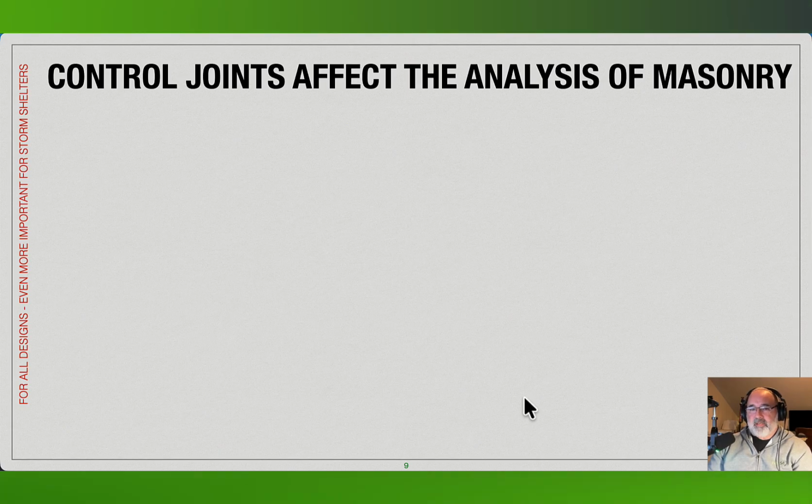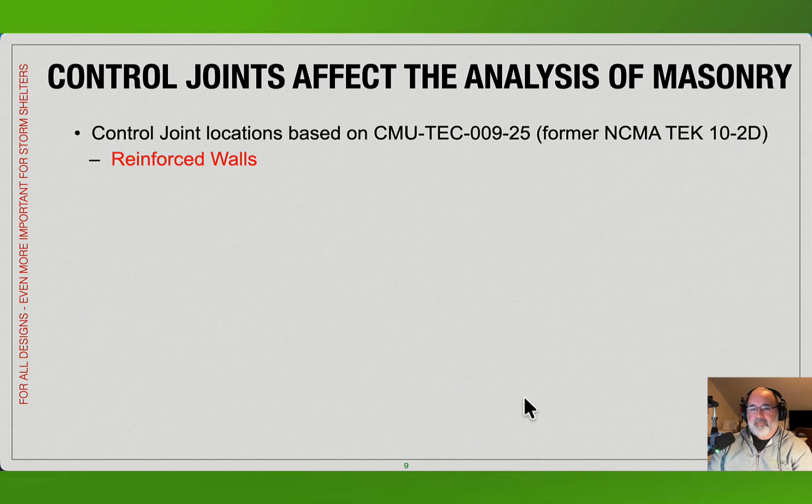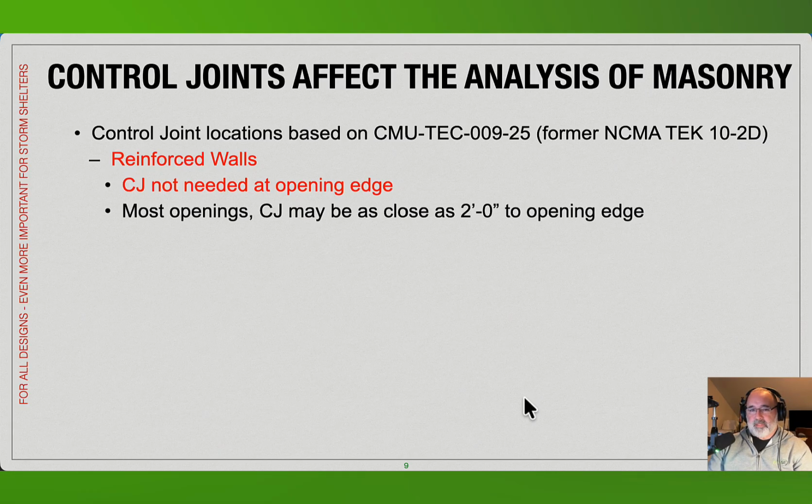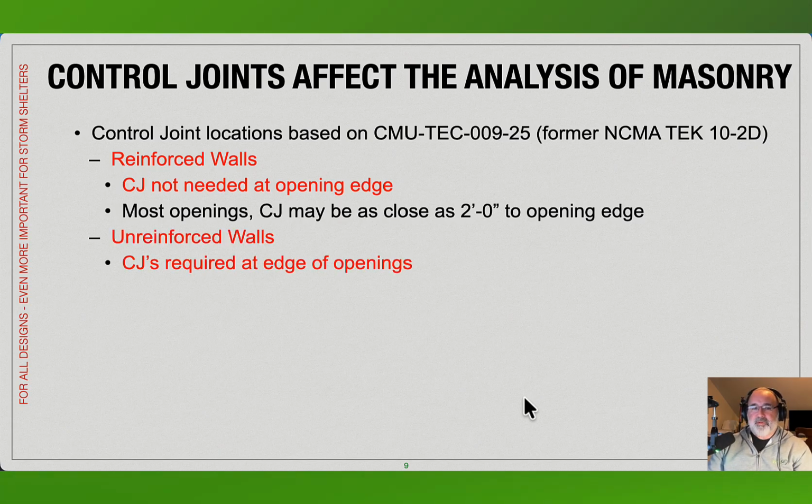Control joints affect the analysis of masonry design. That should be something that everybody's familiar with by now. Control joint locations are based on a relatively new guide from the CMHA, the Concrete Masonry and Hardscapes Association. They have a Tech Guide 9-25, which is kind of a replacement for some of the older NCMA documents. They cover reinforced walls, the fact that you don't want to have movement joints at opening edges, and you certainly don't want to have that with shelters. For most openings, you can move the joint at least 2 feet away. Unreinforced walls, which again we don't have here, that's where we put the movement joint at the edge of the opening.